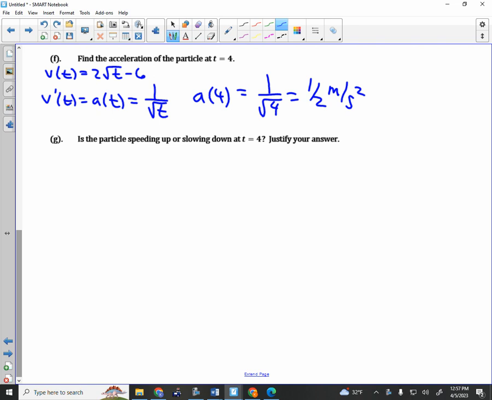So now I'm going to give you about 1 minute and 20 seconds to do this one entirely on your own. You're almost there. Talk about it with your partner. Is the particle speeding up or slowing down at time equals 4? Justify your answer. We did it yesterday. See if you can talk and work through it. We're going to talk to Miss Marissa.